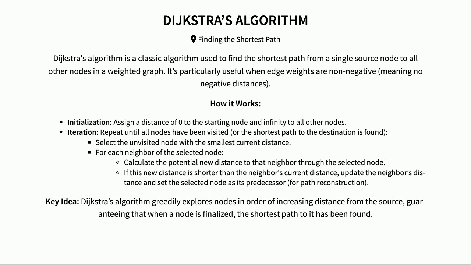It works by starting with the beginning node and constantly checking its neighbors, always picking the closest one to explore next. It keeps track of how far each node is from the start and updates that distance whenever it finds a shorter path. It's like a smart explorer systematically covering the entire network.